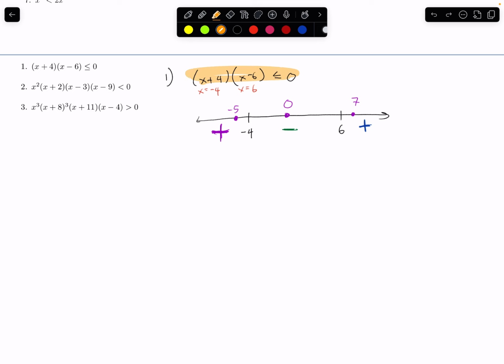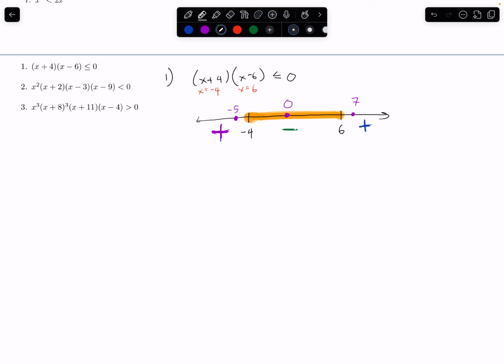So look at this original inequality, and I want to know when it's less than or equal to 0, right? Since it's got that little line underneath, equal to 0, that means it includes these points where it is exactly 0. So it includes negative 4, includes 6, and otherwise I want where it's less than 0. So that would be this part where it's marked negative. That means this is the interval I'm looking for right here, plus those 2 endpoints.